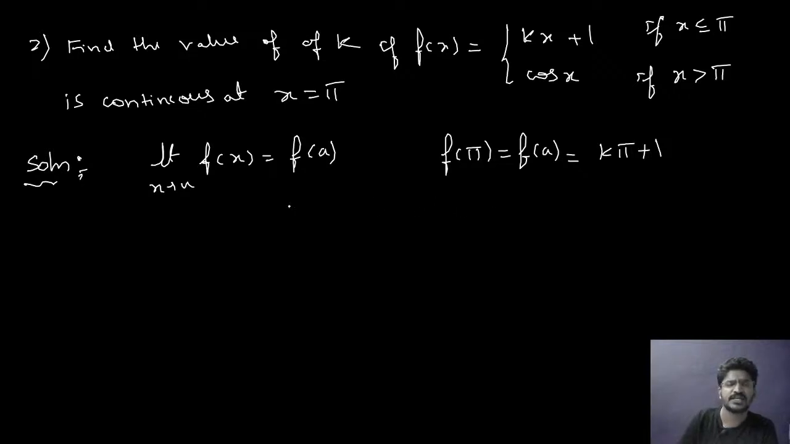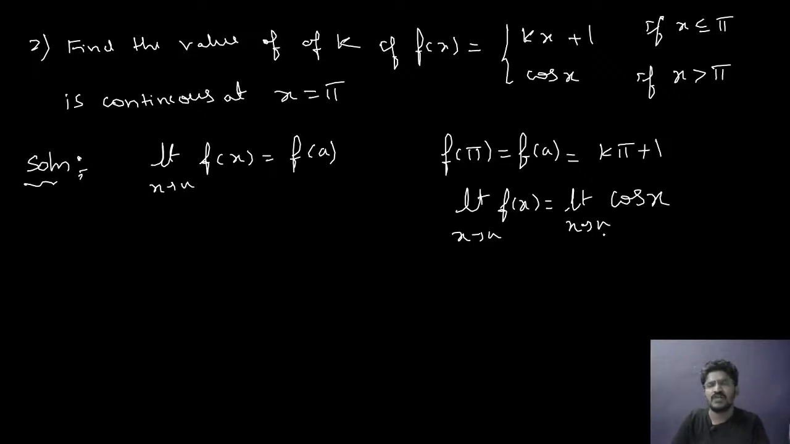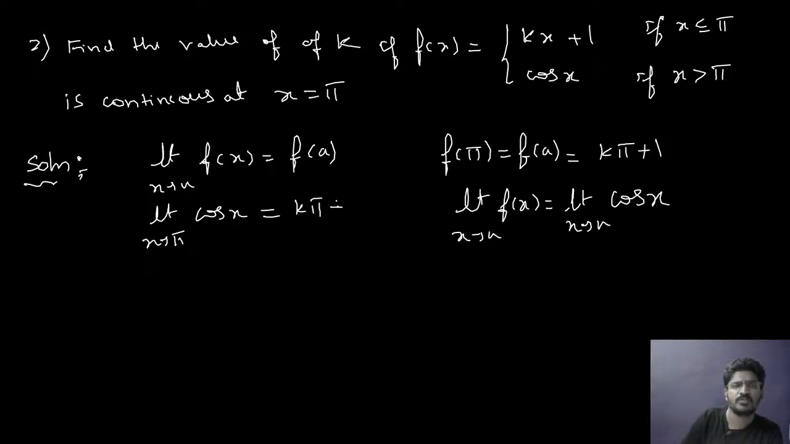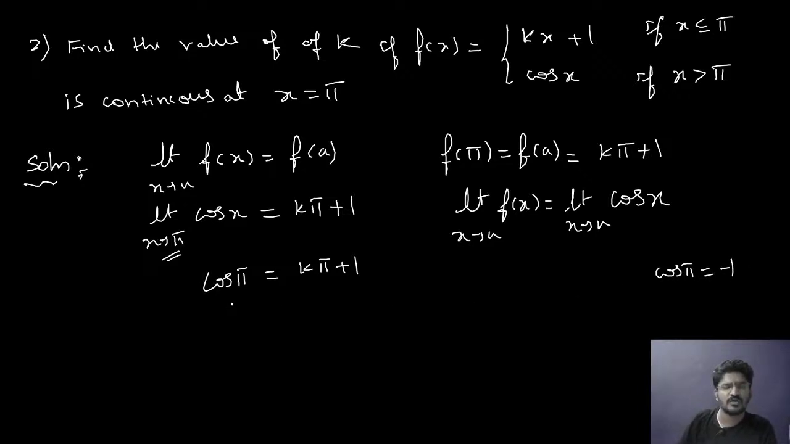In the same way, you find the second term, that is limit x tending to a of f of x, which is limit x tending to pi of cos x. So you have cos x, equal to f of a, which is k pi plus 1. So now we have cos pi equal to k pi plus 1. So you know that cos pi is equal to minus 1. Therefore minus 1 equal to k pi plus 1.